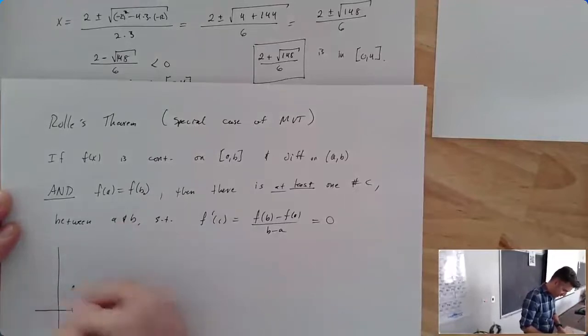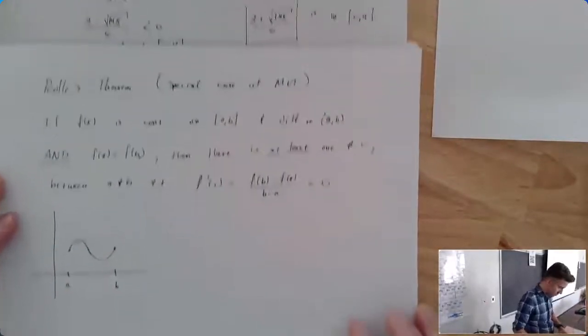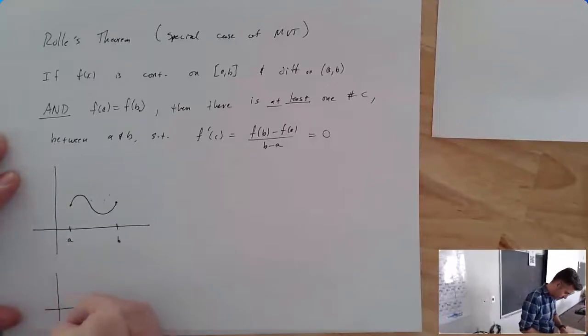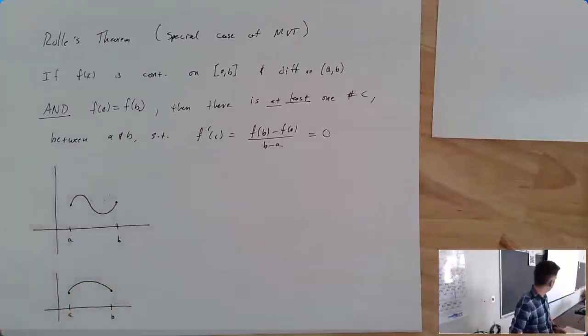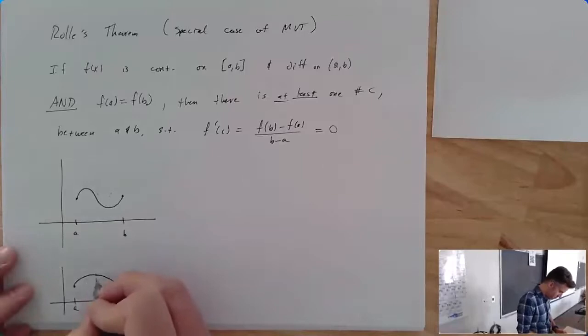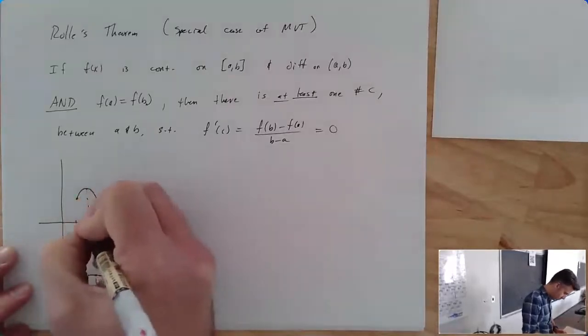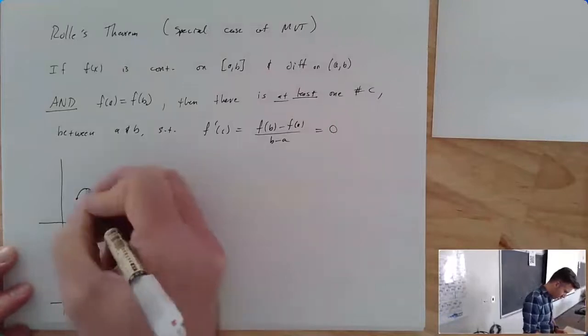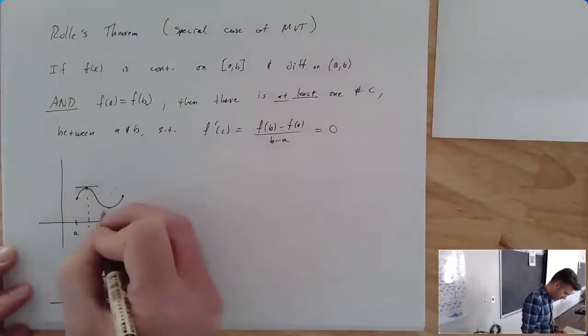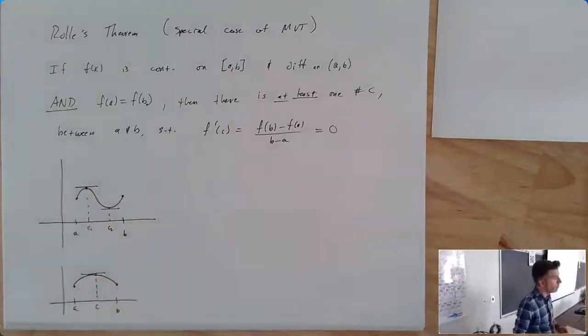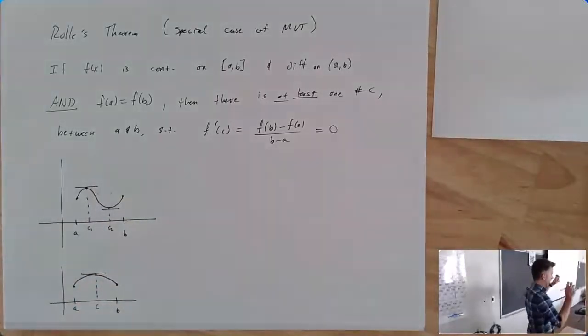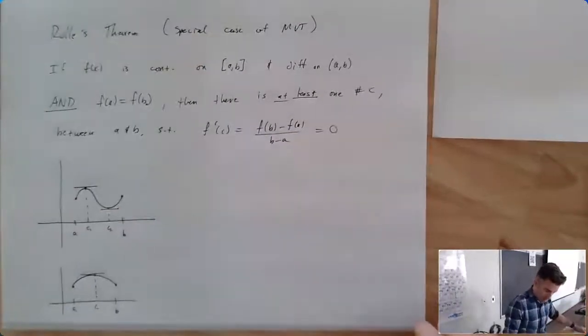So maybe your function looks like this. Or maybe it looks like this. But there has to be some place, maybe only one, maybe more than one, where the slope of the tangent line is equal to the slope of the line connecting the endpoints, which is 0. So that's what makes Rolle's theorem the special case: the endpoints happen to have the same value, so the derivative has to be 0. So, okay.